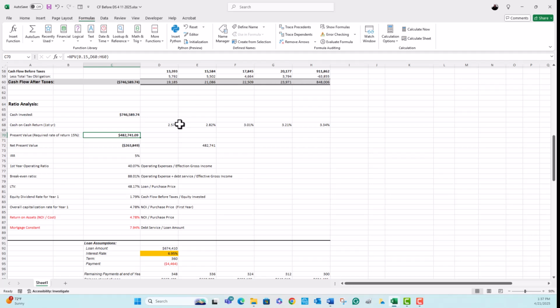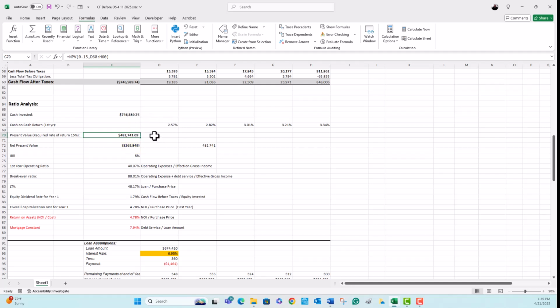Well, I'm considering investing $746,589, and to achieve a 15% return, I should not invest more than $482,741. So the net present value, the difference between the $746,589 and the value of the discounted cash flows of $482,741, is the amount I overpaid. $263,849. That's what that number means.